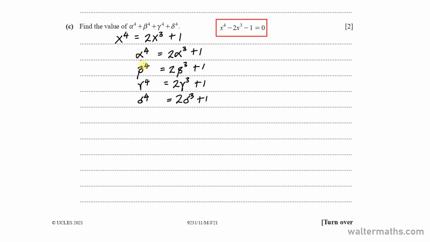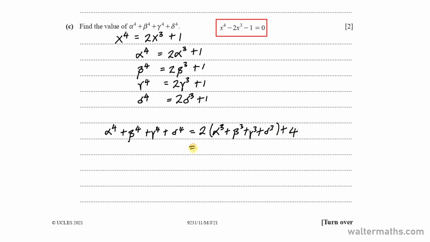Now, if we add these four equations, on the left side we'll now have alpha to the power 4 plus beta to the power 4 plus gamma to the power 4 plus delta to the power 4, which is, if we add the right side, we get 2 of alpha cubed plus beta cubed plus gamma cubed plus delta cubed. And that's plus 1 plus 1 plus 1 plus 1, that's 4.